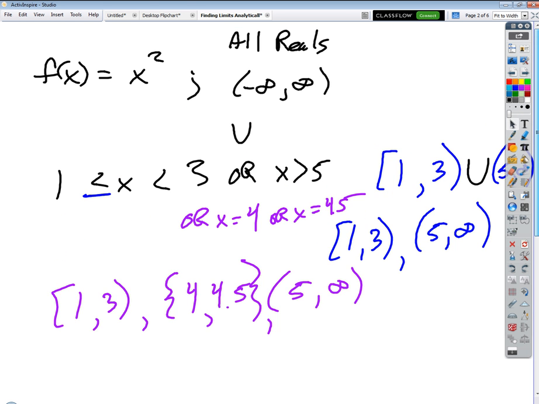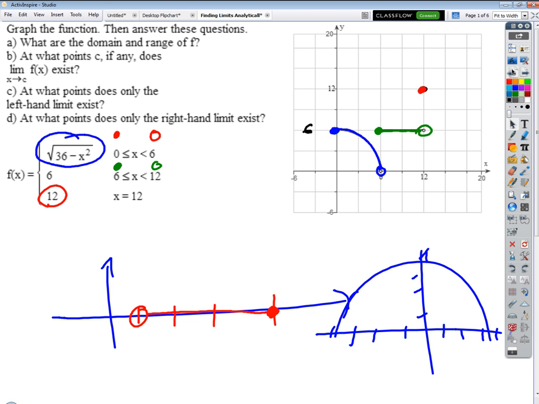All right, so I gotta go back. Where was I? Back there. There we go. Okay. So, the domain and the range then. What's the domain of this function? What are all the values of x where the function is defined?